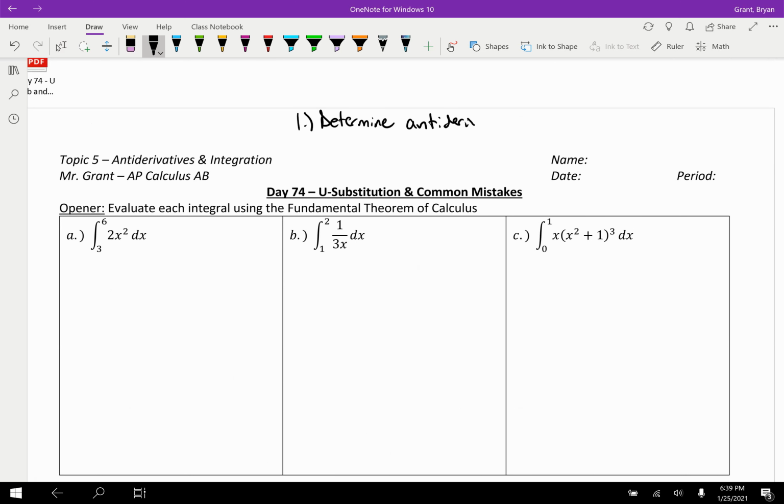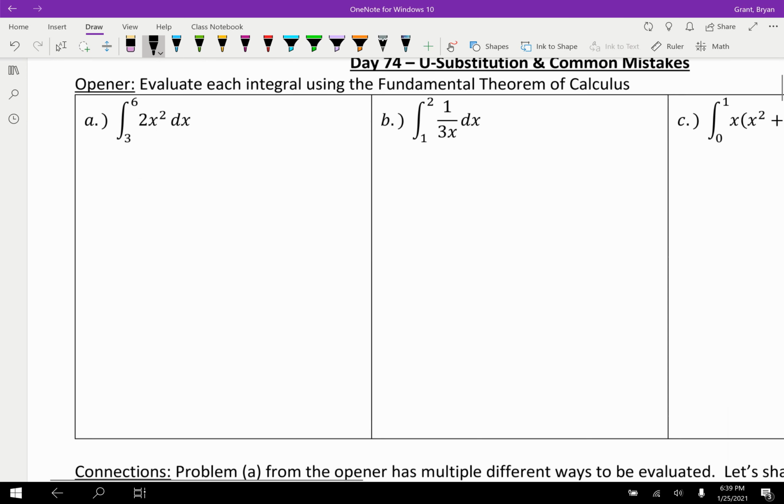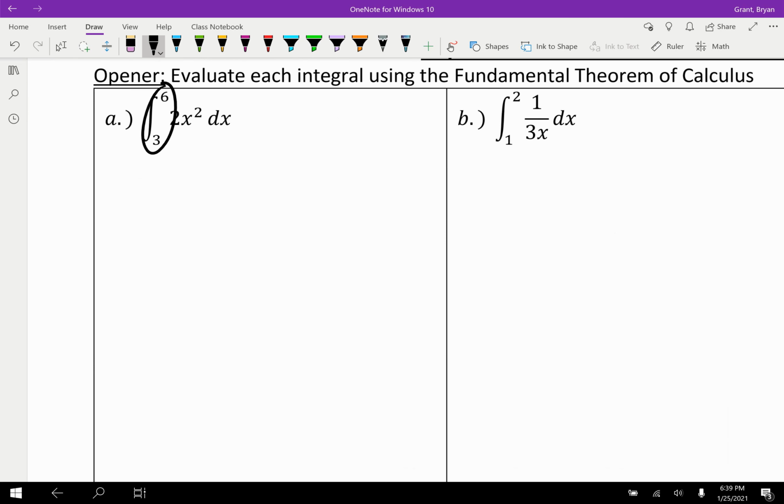We're going to determine the antiderivative, and we'll call that f of x, and then we're going to evaluate f of b minus f of a, right? And that's if we're given the integral from a to b of f of x dx. That's it, two steps.